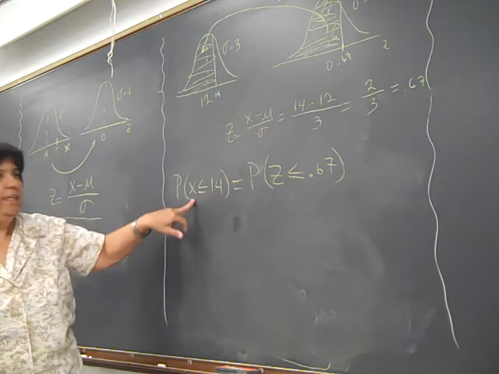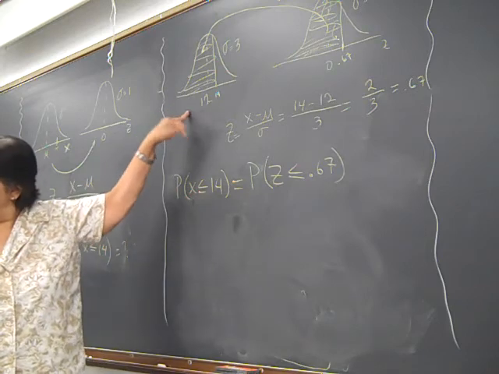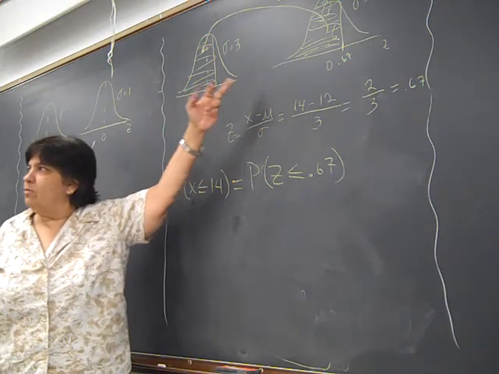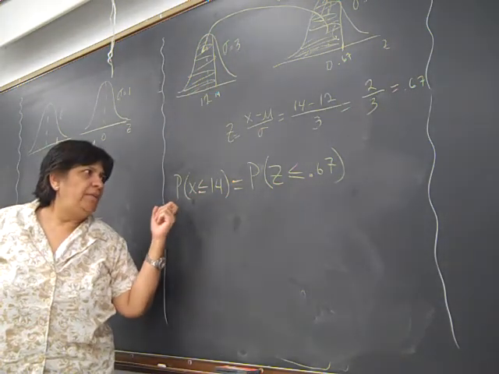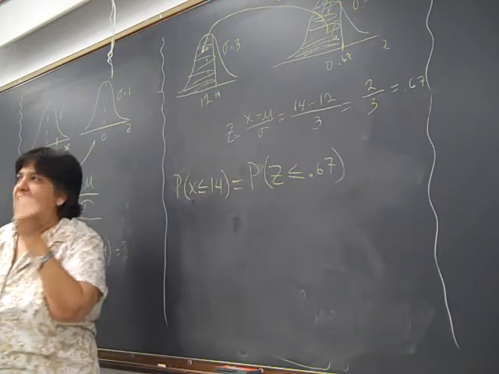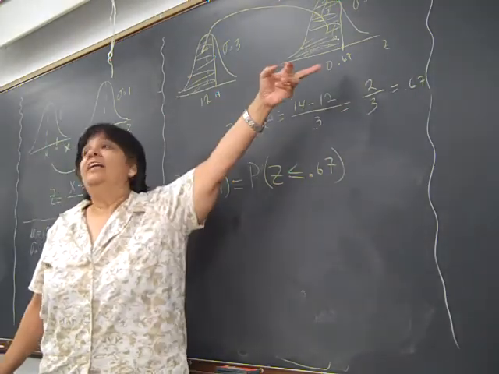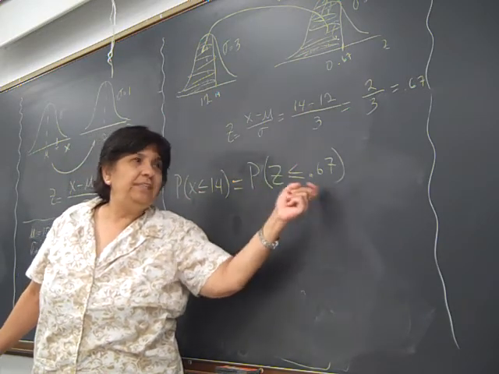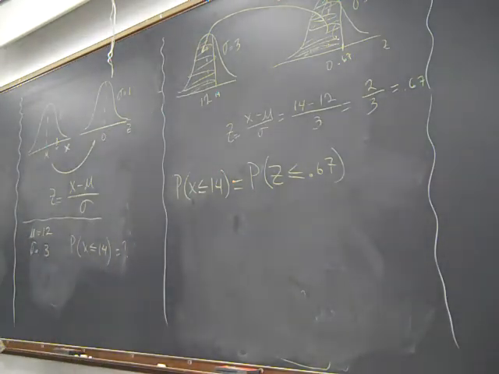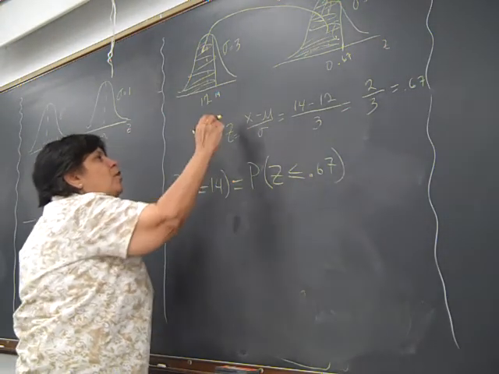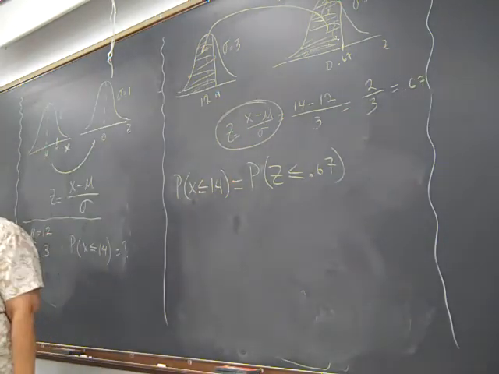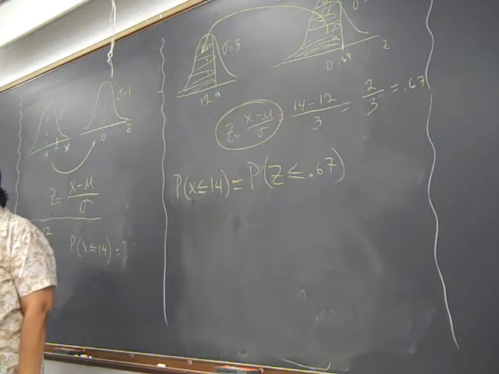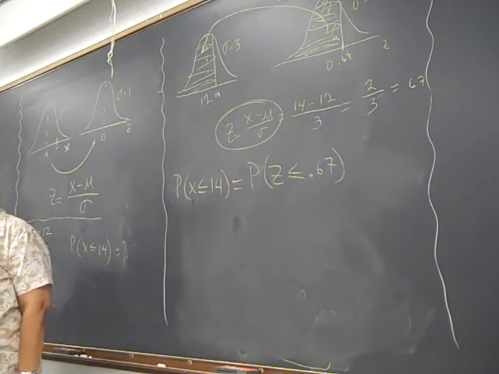Okay? So the probability that in this distribution, with mean equal to 12 and sigma equal to 3, x is less or equal than 14 is exactly equal to the probability that in the standard normal distribution z is less or equal than 0.67. How do we get the 0.67? Using the formula that I asked you to memorize. Again, this is the only thing that you need to memorize in this class.